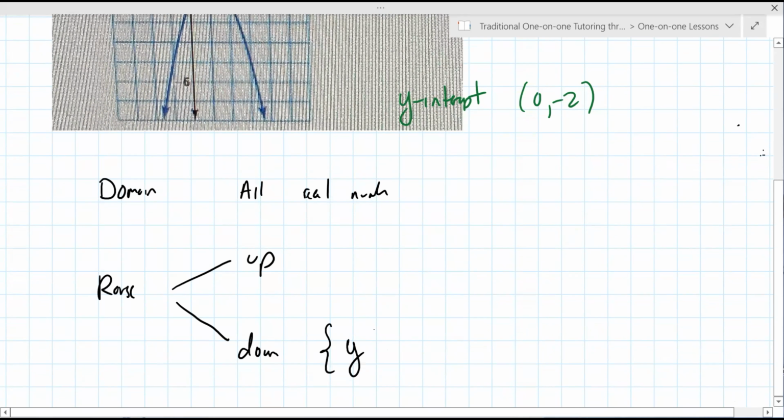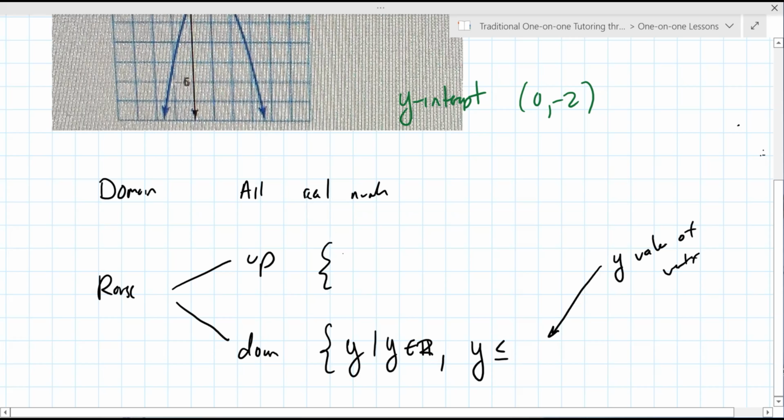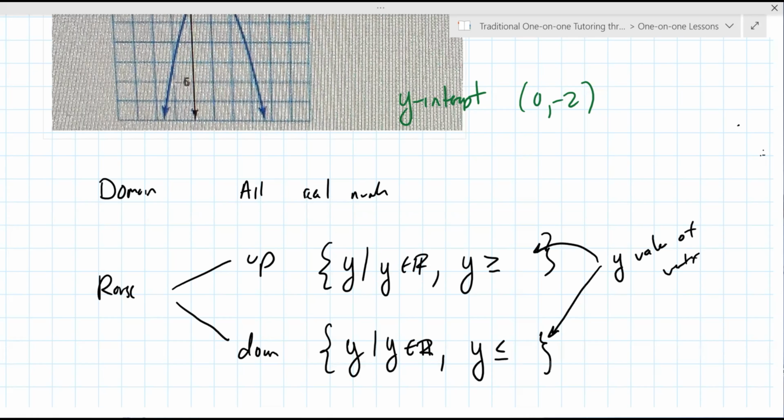it's y such that y is an element of the real numbers, comma, y less than or equal to, and what goes in this position here is the y value of the vertex. If it opens up, it's y such that y is an element of the real numbers, comma, y greater than or equal to, same thing, it's the y value of the vertex. Okay. Any questions on that?